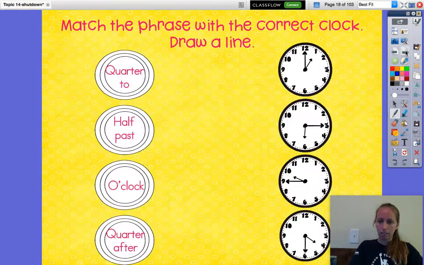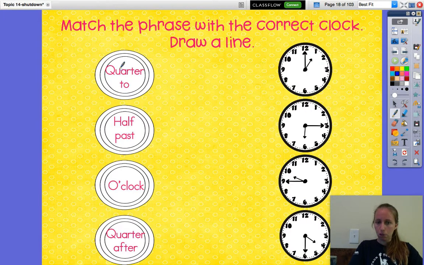Let's try this a few times. These clocks on the side show a time, and one shows a quarter to the next hour, one shows half past the next hour, one shows o'clock, and one shows a quarter after. So first let's find what the time is for each, and then we'll draw lines to match them.